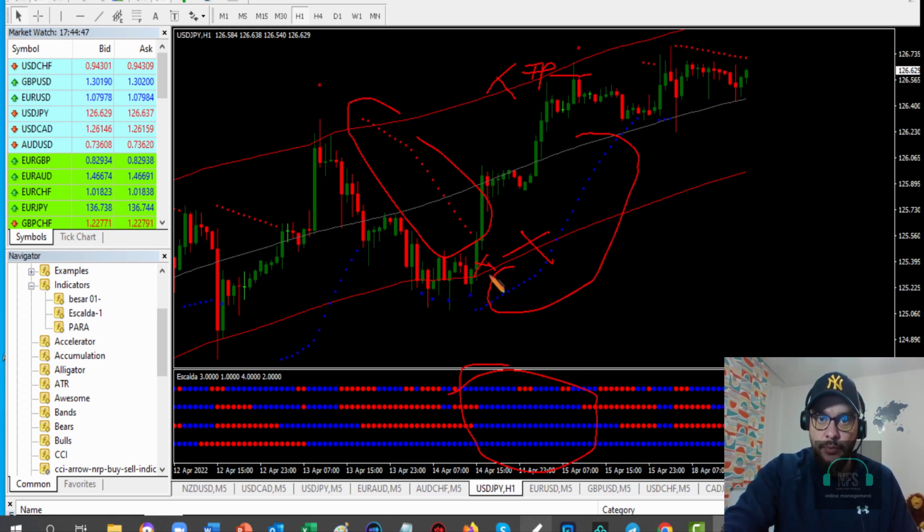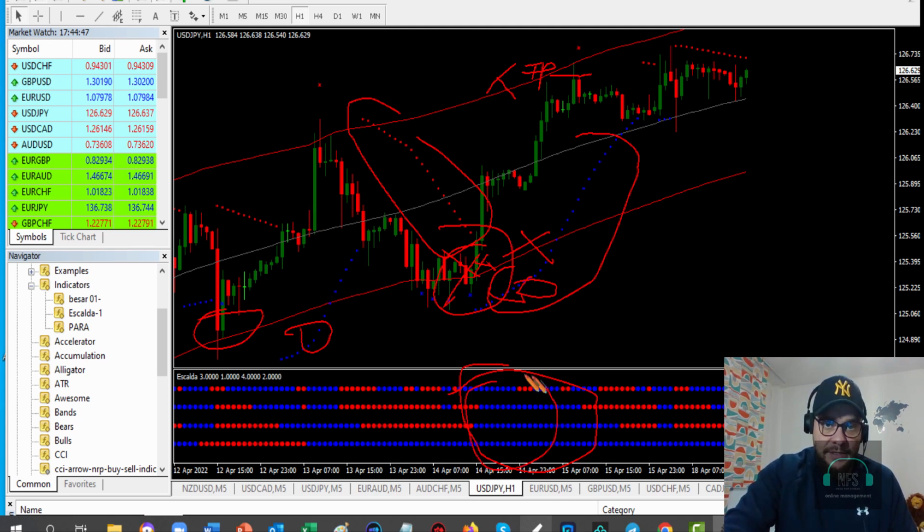Channel slope is upwards. Price touches the lower band, like right here, or here. Now we are in the middle, as you can see on this gray line here. This is the middle of the channel. Parabolic SAR dots switch to below price, that means blue dots. It switched to blue dots, as you can see here and here also. And the Escalada dots are blue also, like we see here.